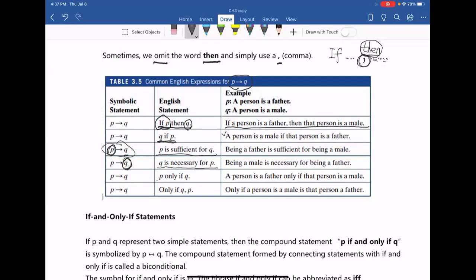Another expression is P only if Q. You can also say only if Q, P. So please read all of these examples by yourself. Pause the video.